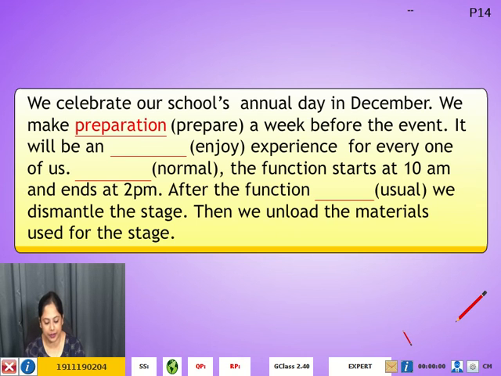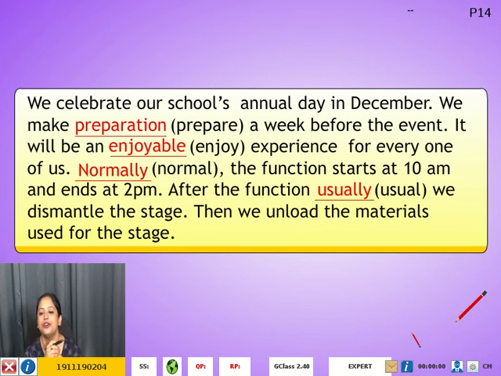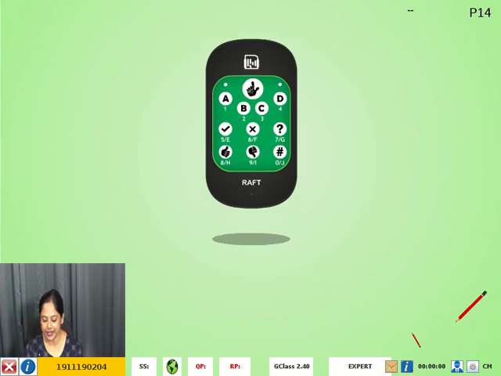So, let's see one by one. The first word is preparation. How did we get the word preparation? By adding the suffix ion with the word prepare towards the end of the word. Next is enjoyable. Enjoy, enjoyable. The suffix here is able. The third word is normally. We have added the suffix ly with the word normal. Similarly, the fourth word is usually. Here we have used the suffix ly with the word usual, right?